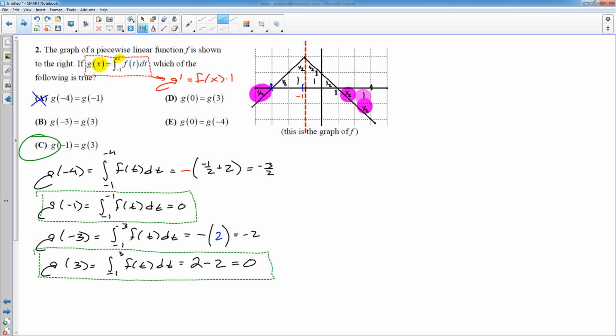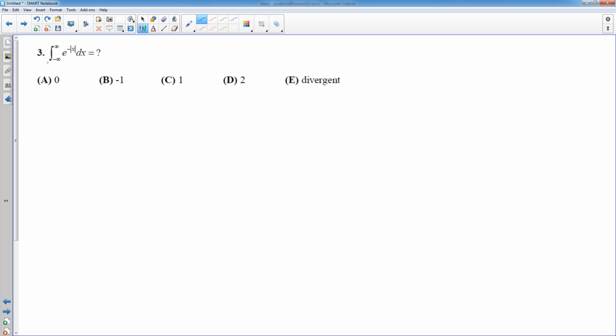All right, so there's our area. Just remember, the way you get negative areas are the graph is either below the x-axis or you're finding area from right to left. Okay, number 3, another tricky one.